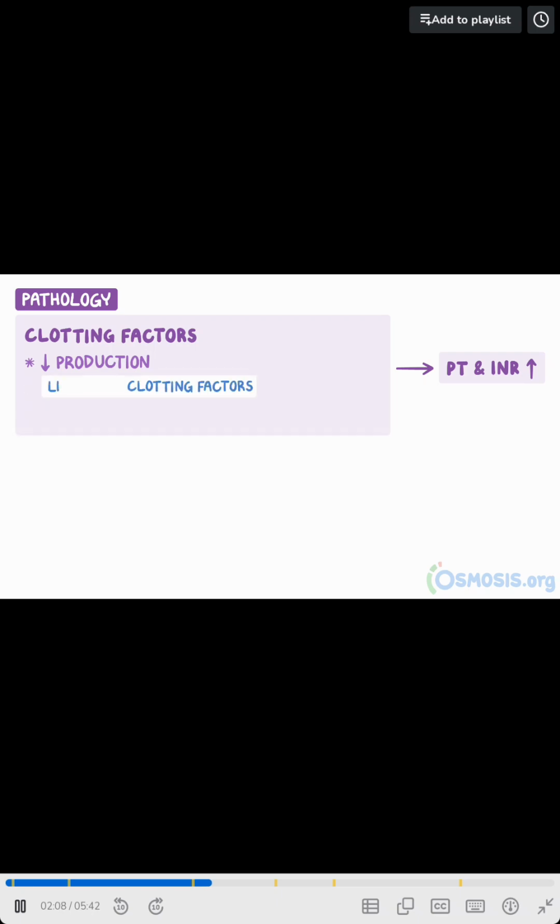Alright, the PT and INR can be increased if there aren't enough clotting factors, which can happen due to reduced production or if the clotting factors get used up. Now, since clotting factors are created by the liver, severe liver disease like cirrhosis can reduce clotting factor synthesis.